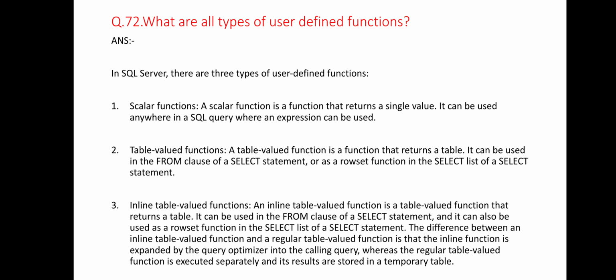Question number 72. What are all types of user-defined functions? In SQL Server, there are three types of user-defined function. Scalar function. A scalar function is a function that returns a single value. It can be used anywhere in a SQL query where an expression can be used. Table valued function. A table valued function is a function that returns a table.